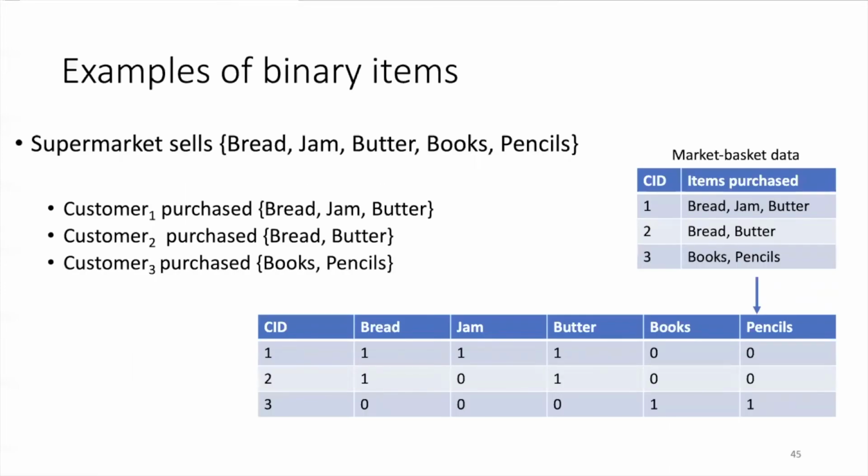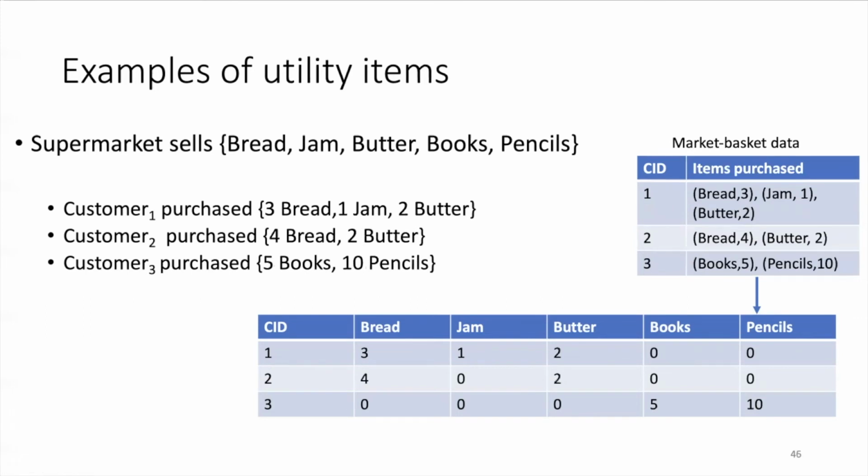In this case, if you see the supermarket sales data, we can see that the sales data can be represented in binary format. So bread, jam, butter, books, and pencils, these are the items in a supermarket. The first customer has purchased bread, jam, and butter. So bread is 1, jam is 1, butter is 1. But books and pencils he did not purchase, so we say 0 for books, 0 for pencils. Similarly, we do it for customer 2 and customer 3. So this example represents binary items.